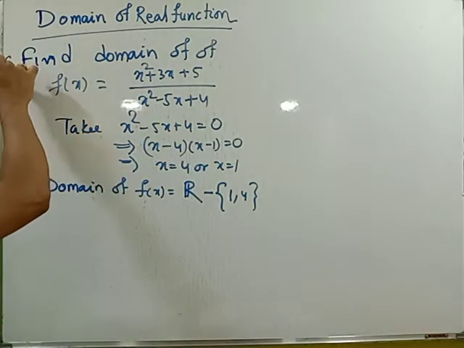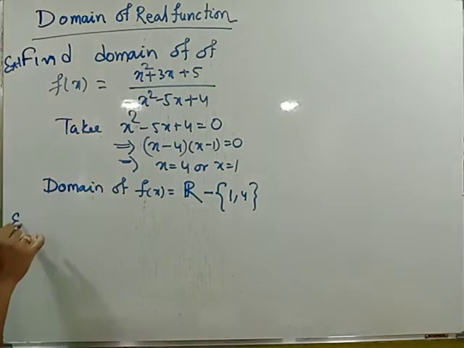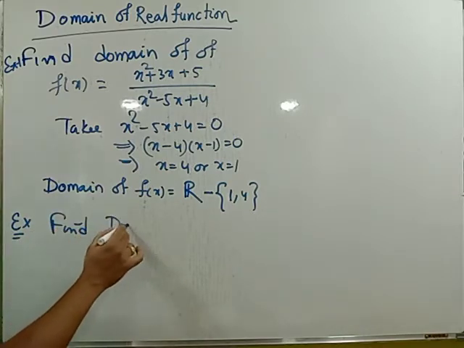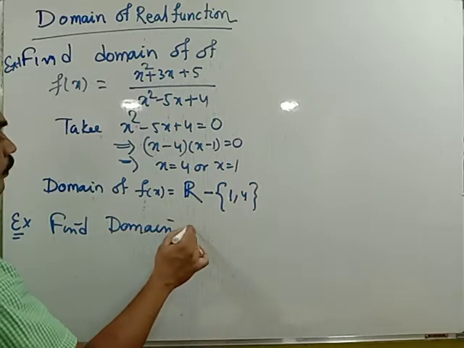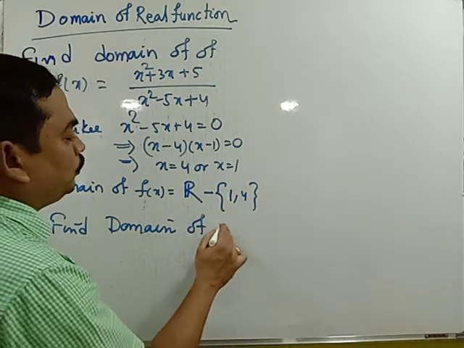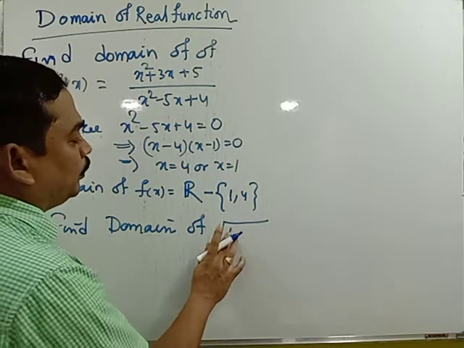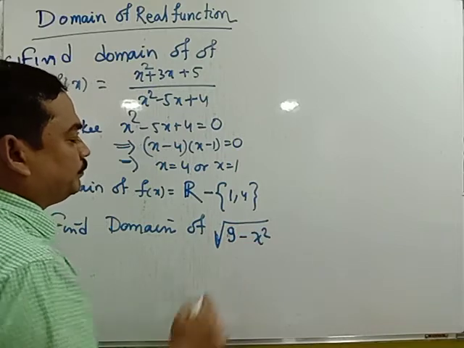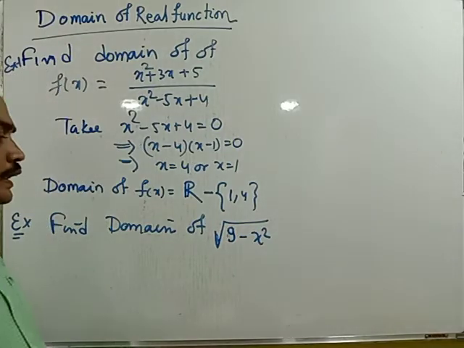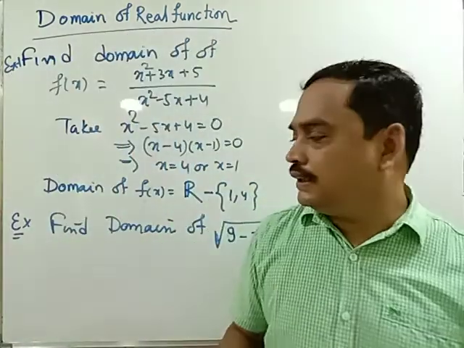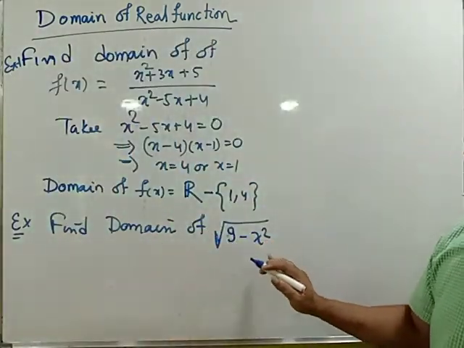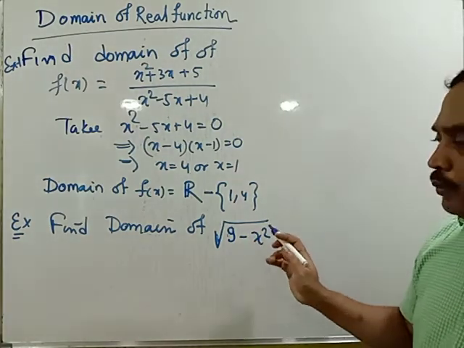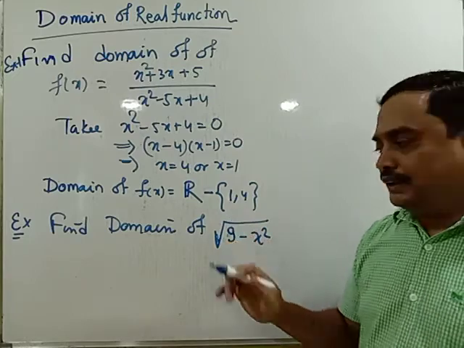This is example 1. Another example I am taking: find the domain of root over 9 minus x square. Find its domain. It is 9 minus x square. We have to check the existence of x for which the domain of the function can exist.